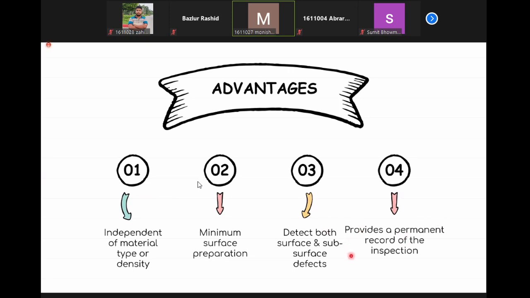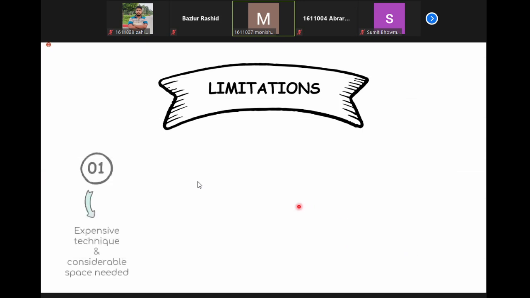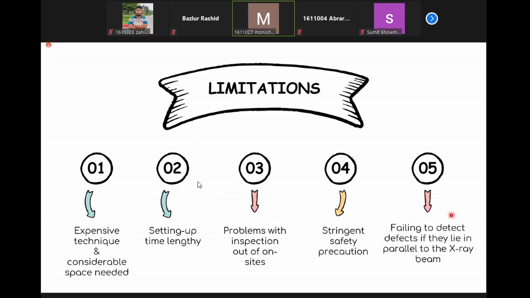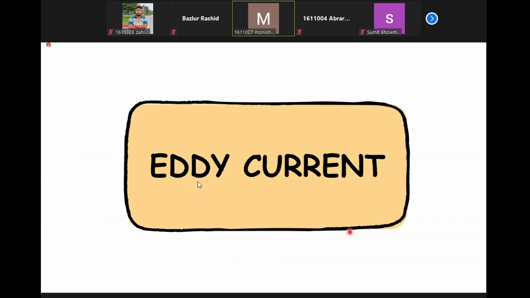We use a radiographic film. The limitations are that it's very expensive, setting up time will be lengthy, and we cannot do it outside. Firstly, strong safety precautions will be necessary. We are dealing with radioactivity, which is very harmful, so the protection should be very strong. And finally, we fail to detect a crack that lies parallel with the beam.